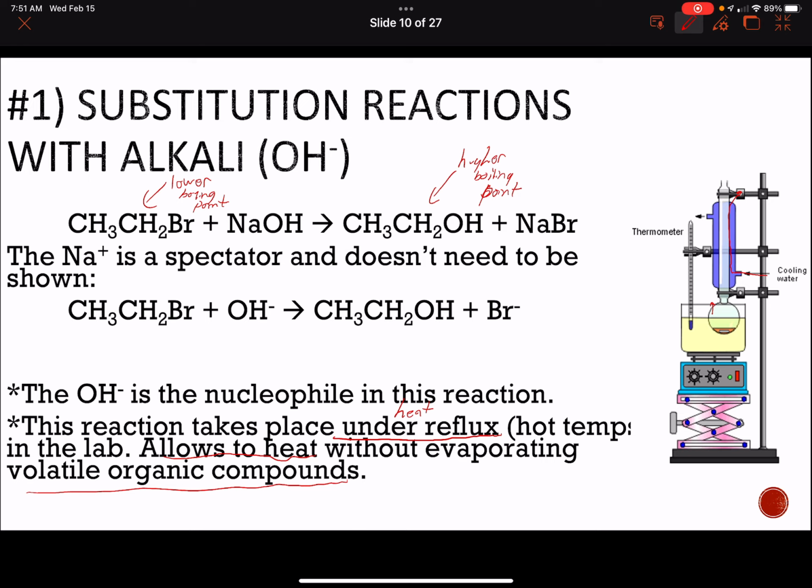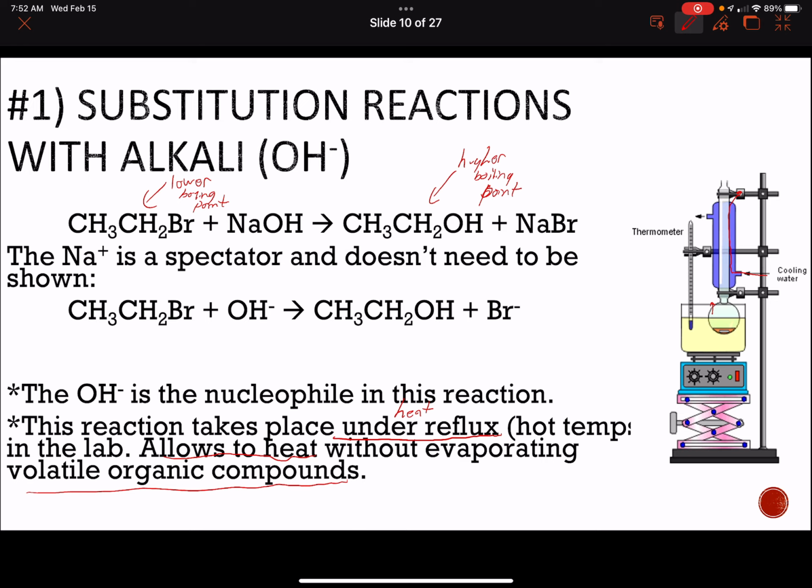You don't want to heat CH3CH2Br so high that it all leaves the container. And so in order to mediate the reaction so you get a good yield, you use this setup called heat under reflux. And yeah, you do need to know those conditions for Cambridge.